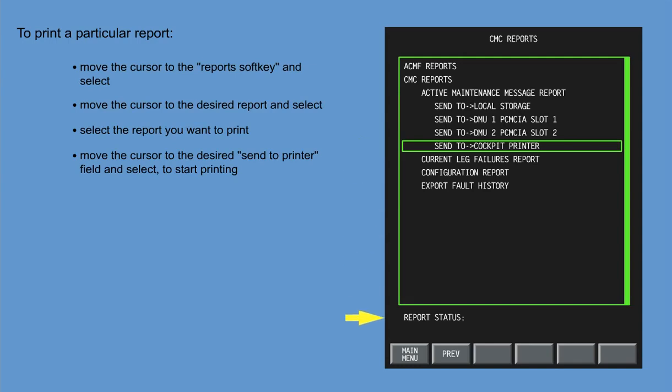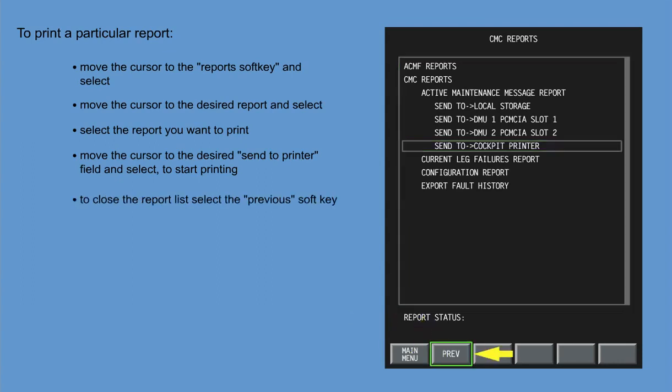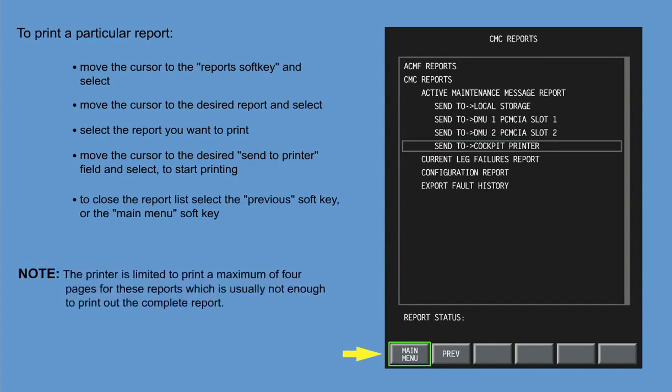To close the report list, select the Previous soft key to make a new selection, or the Main Menu soft key to return to the main menu. Note, the printer is limited to printing a maximum of 4 pages for these reports, which is usually not enough to print the complete report.